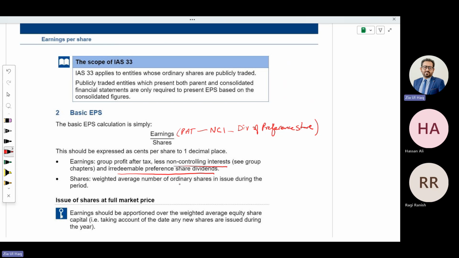And shares means the weighted average number of ordinary shares in issue during the period, including parent as well as subsidiary in case of a group company. So what is meant by earnings? Profit after tax minus preference shares dividend minus non-controlling interest in case of a group. In this chapter, there is no question relating to group. So simply, earnings means profit after tax minus preference shares dividend, divided by the weighted average number of shares for any other company, because this whole chapter is based on a single company.